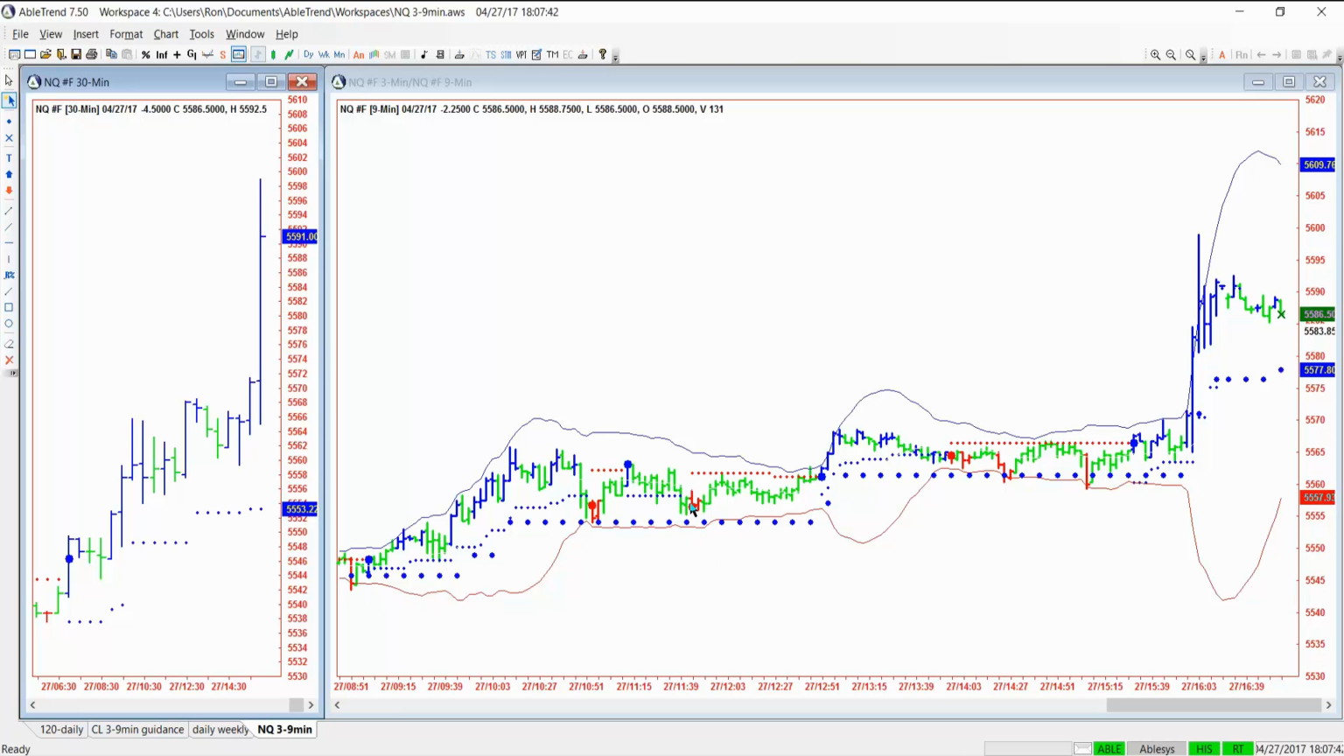Red bar and red dot says sell it. 3 minutes says sell it. 9 minutes says no, don't do it. There's an invisible wall there that's going to block it from going lower. It's too risky. Don't risk your money. Move on to something else.